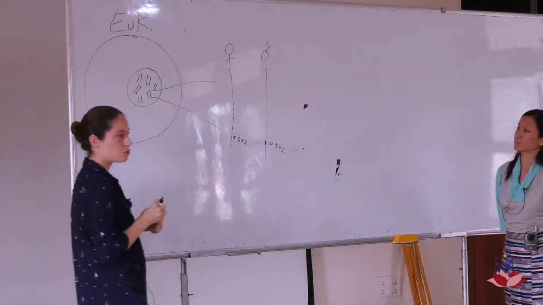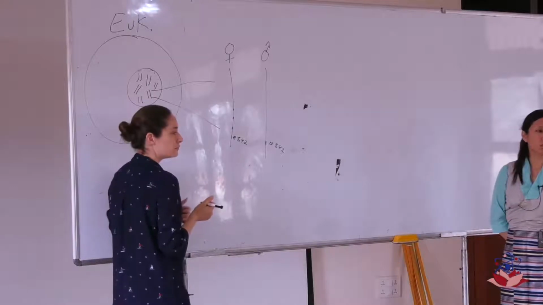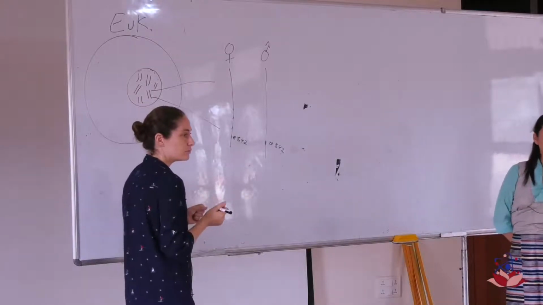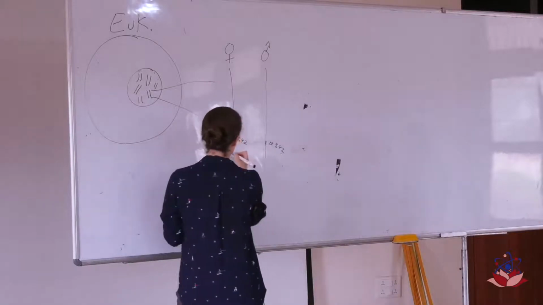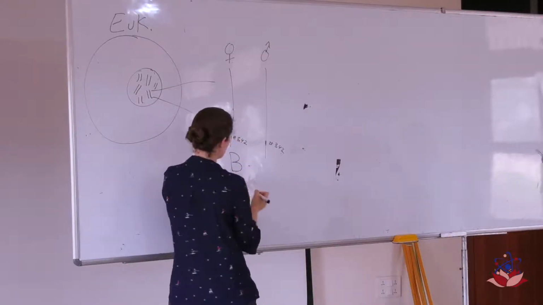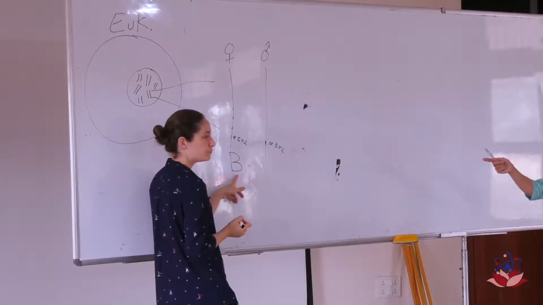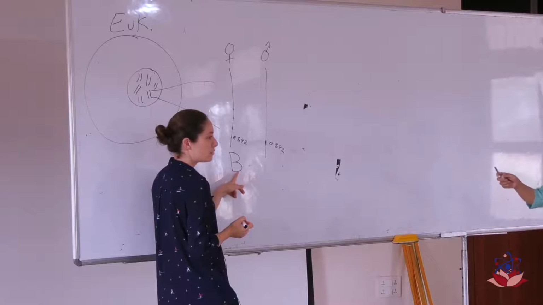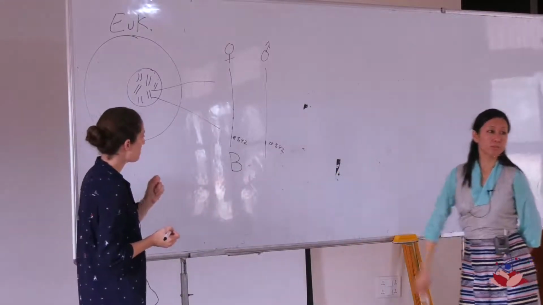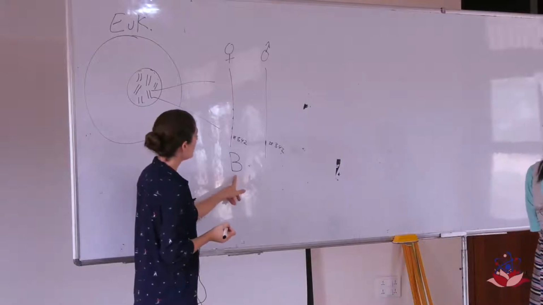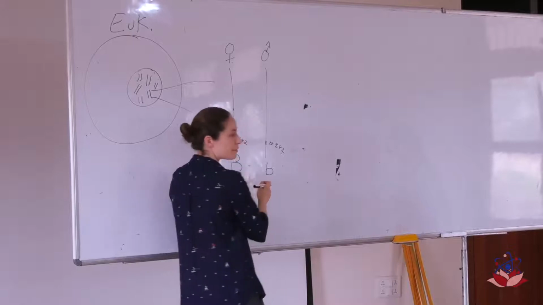Let's say this gene controlled eye color. And let's say this person has brown eyes, which is the dominant allele. So they got the brown allele from their mom, but they got, let's say, the blue allele from their dad.